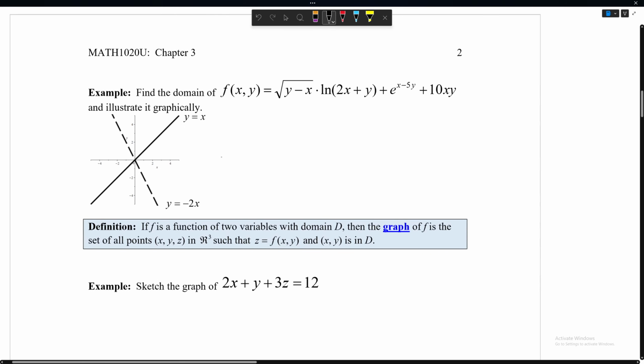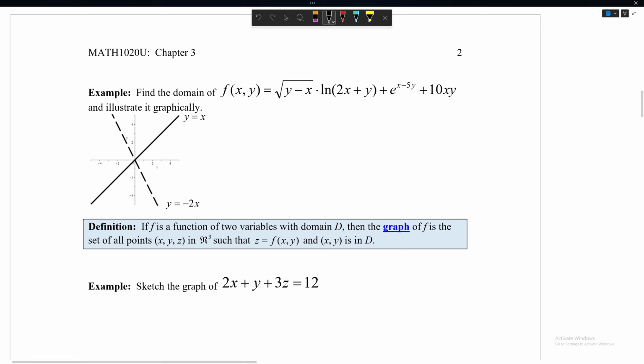Okay, so going to the next part. Finding the domain of a function and illustrating it graphically. All right, so like we said, this cannot be negative because of the square root. So y minus x has to be more than or equal to 0. You cannot ln a 0 or a negative number. So 2x plus y has to be more than 0, not equal, because you cannot ln 0. And you see your last variables here, no restrictions, and here, no restrictions. And so now we got our two domains.